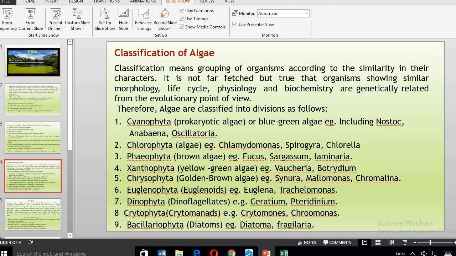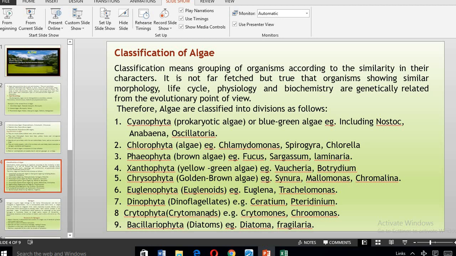Thirdly, we have Phaeophyta. Phaeophyta are the brown algae, and examples are Fucus, Sargassum, and Laminaria. Next, we have Xanthophyta. Xanthos means something yellowish, so these are the yellow-green algae. An example is Vaucheria and Botrydium. Next is Chrysophyta. Chrysophyta are the golden brown algae, and an example is Synura, Mallomonas, and Chromulina.